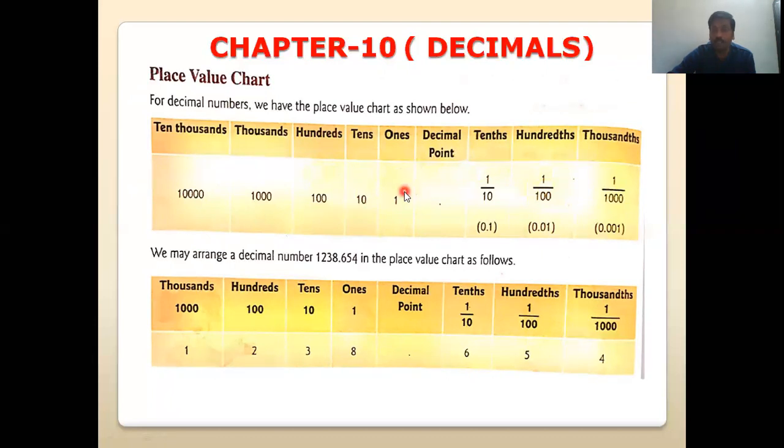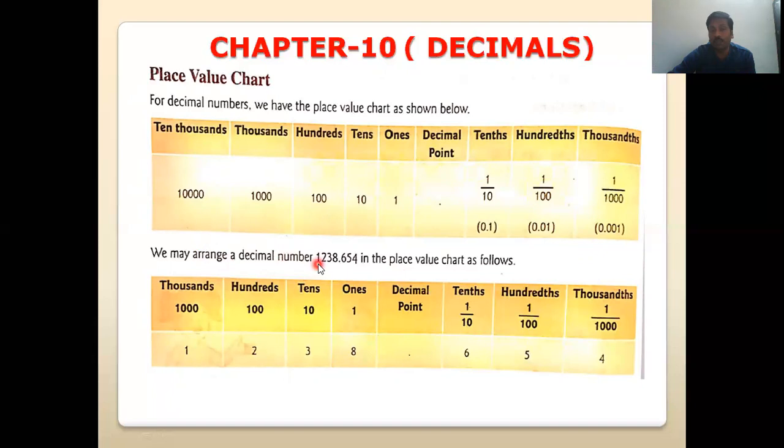And now after this, there is some change. With the decimal point, a new part is added to the place value chart. After the decimal, the first place is called the tenths digit. The second place after the decimal is called the hundredths, and the third place after the decimal is called the thousandths. And now these are the examples here.